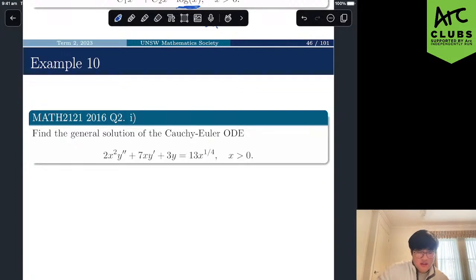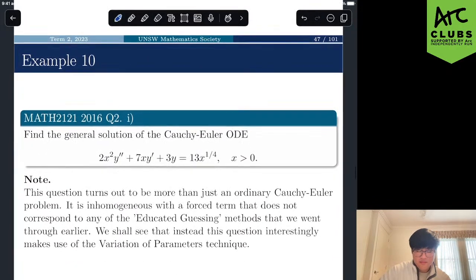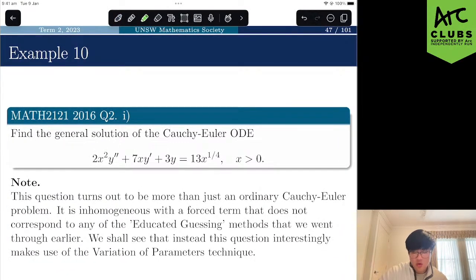So we'll look at a question like this. Find the general solution of the Cauchy-Euler ODE. This ODE is a bit unique in the sense it's not just an ordinary Cauchy-Euler problem. The fourth term, which is 13x to the power of 1 over 4, doesn't correspond to the educated guesses we've made before. So rather, we need to use the variation of parameters technique.